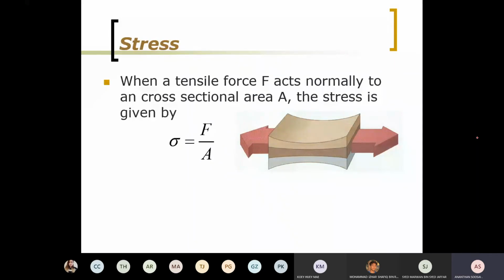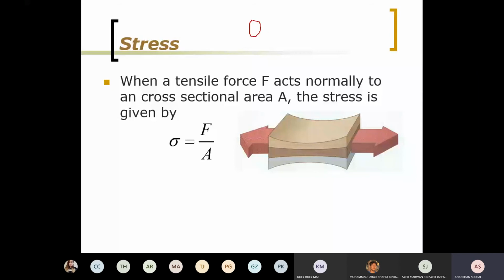But here for material, we call it stress. Force over area. Pressure and stress are not the same. What is the difference? Pressure is a scalar quantity, but stress is a vector quantity. We can break stress into components, horizontal and vertical, but pressure we can't break into components. That's the main difference, although they share the same formula, force over area.